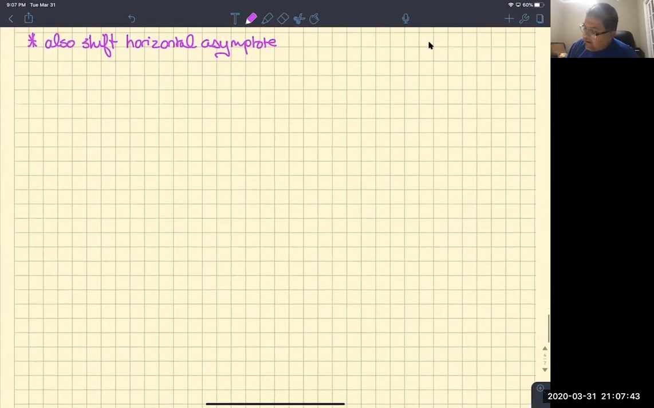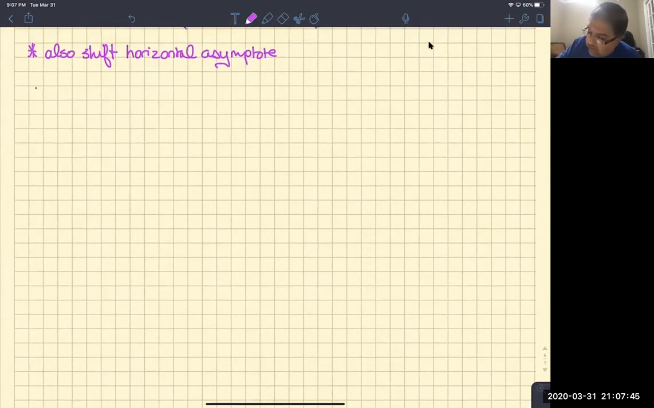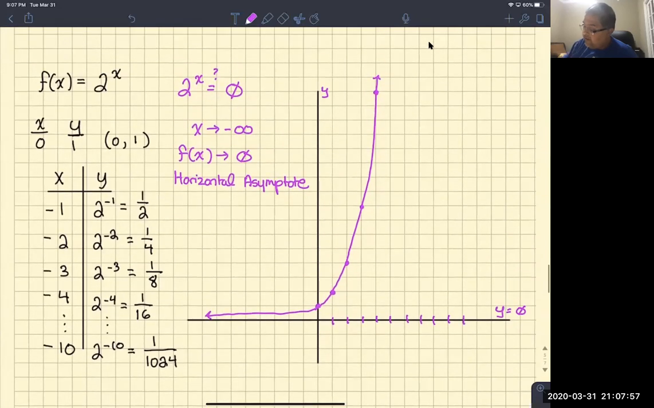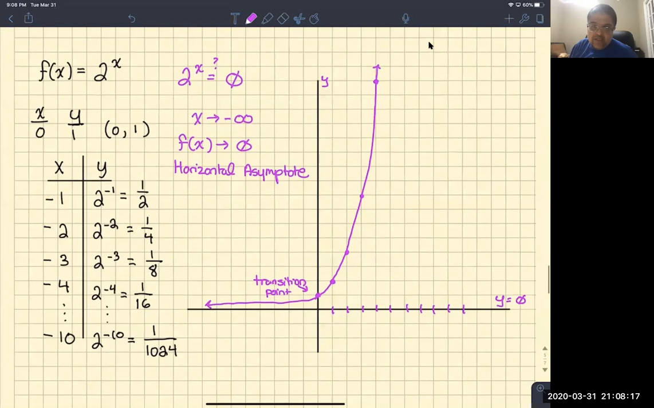One thing we want to talk about is the transition point. This is unique for all exponential functions. If you look at this graph, the transition point is this point right here where things start shooting up really fast. That's your transition point. Now, how do I calculate the transition point?